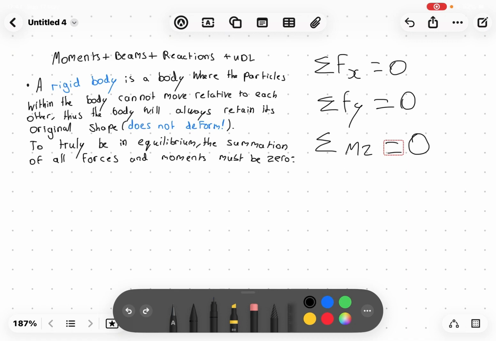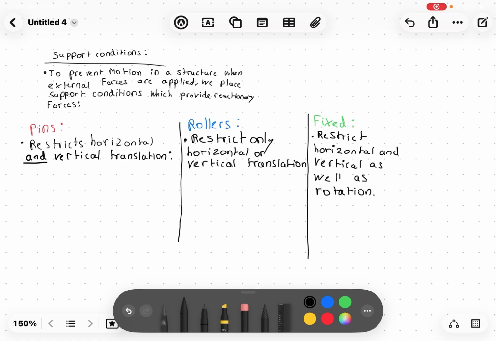The equilibrium conditions allow us to solve for support reactions, forces, and internal forces in trusses and beams. The number of equations is the number of unknowns you can solve. We can solve the x, the y, and the moment about z. There are many support conditions.